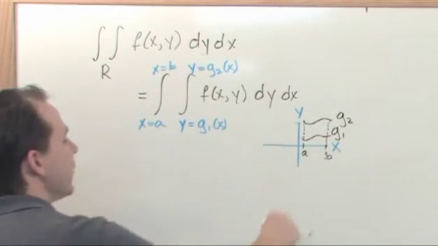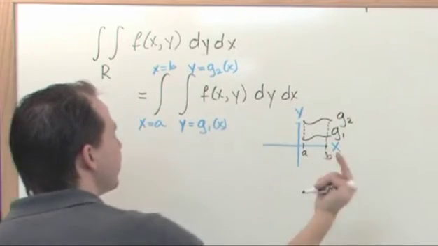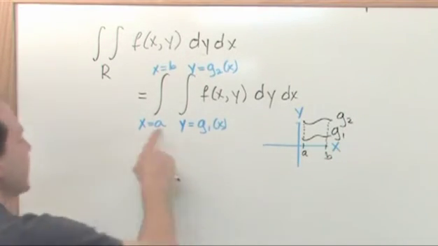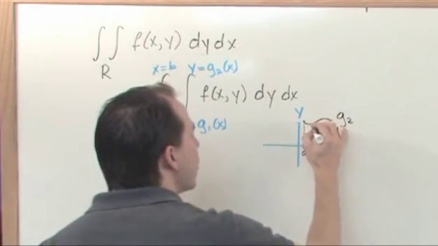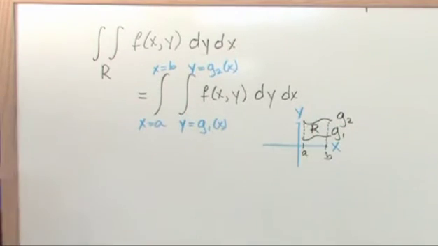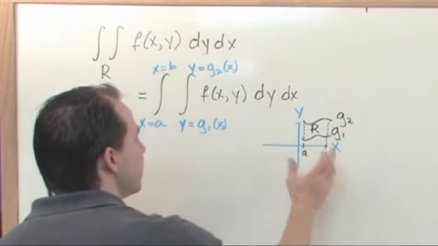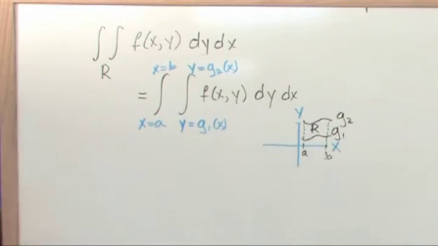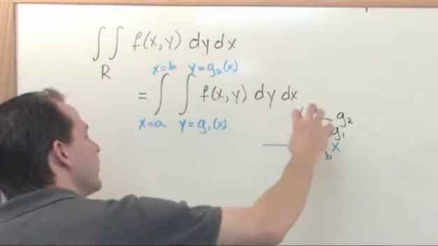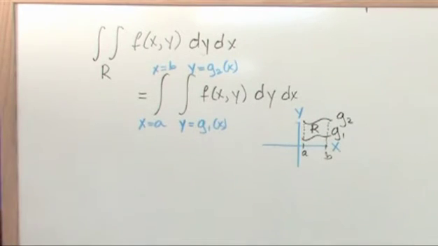The combination of g1 to g2, which are functions, and a to b along x, defines this region R. That's what we're integrating over. So by choosing g1 and g2 and our limits of integration, we can define any arbitrary shape in the xy plane that we care about, and we can integrate this function over this region R. Okay, that's what we were doing.